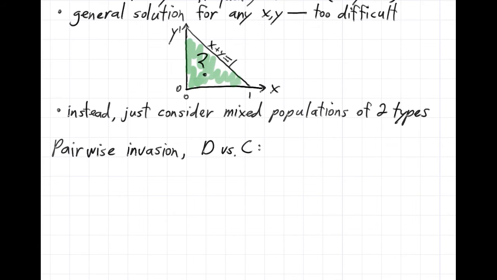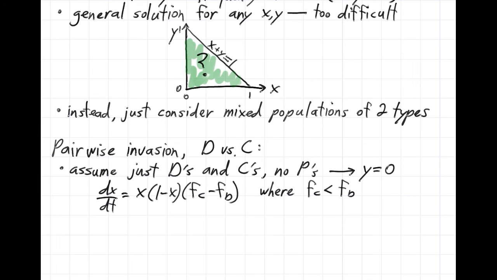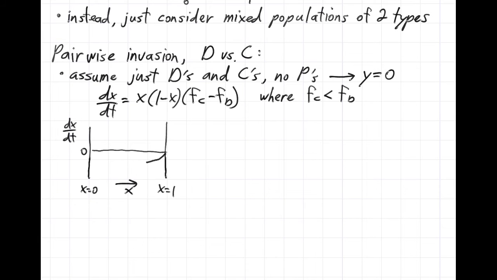The basic idea is to assume that there are just 2 types in the population, just D's, defectors, and cooperators, and there are no punishers. In other words, we're going to assume that y is equal to 0. Then we'll use the replicator equation, which is dx/dt equals x times (1 minus x) times (fc minus fd). We already saw, when we were looking at the problem of cooperation above, that fc is always less than fd. So we already know that dx/dt looks like a smile. It's always negative between 0 and 1, which means x is decreasing. We have an unstable fixed point at x equals 1 and a stable fixed point at x equals 0.